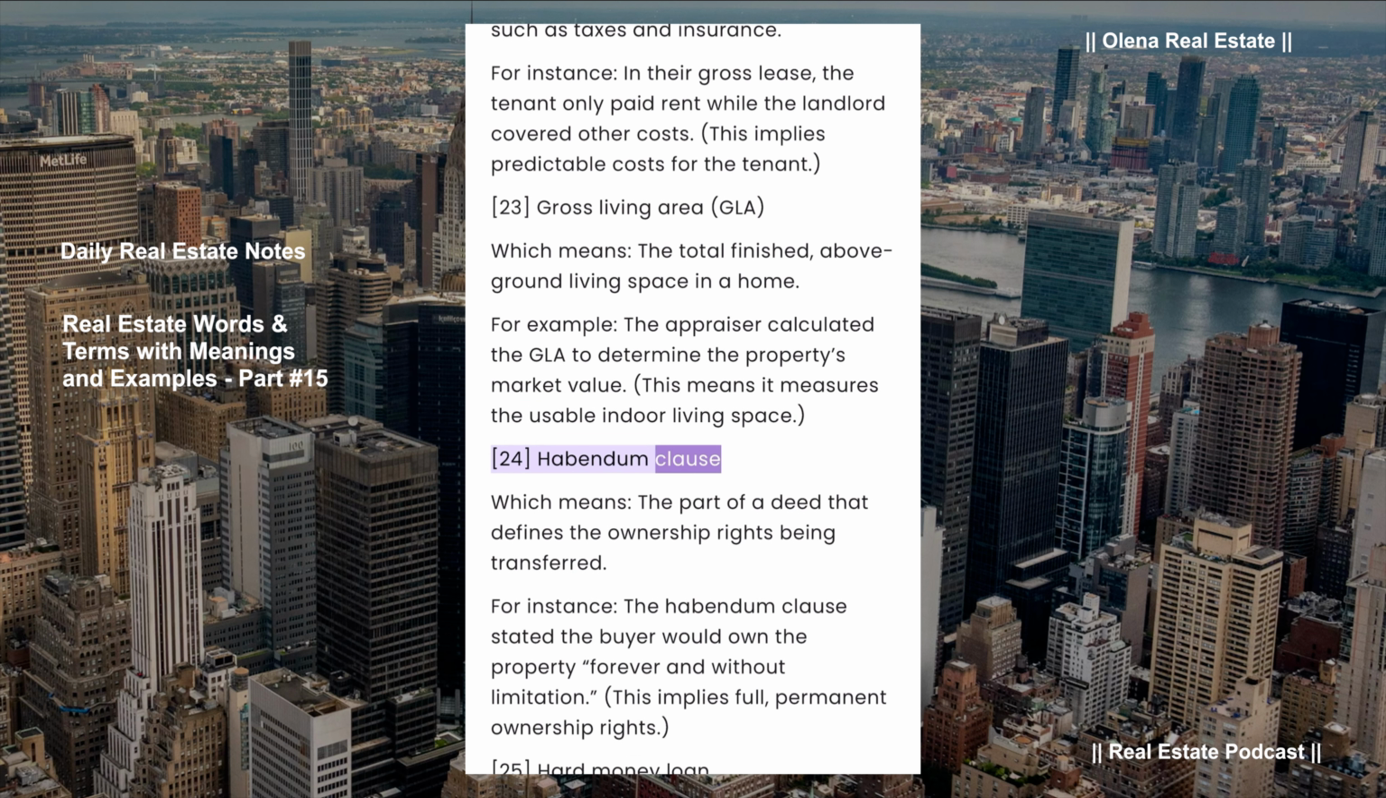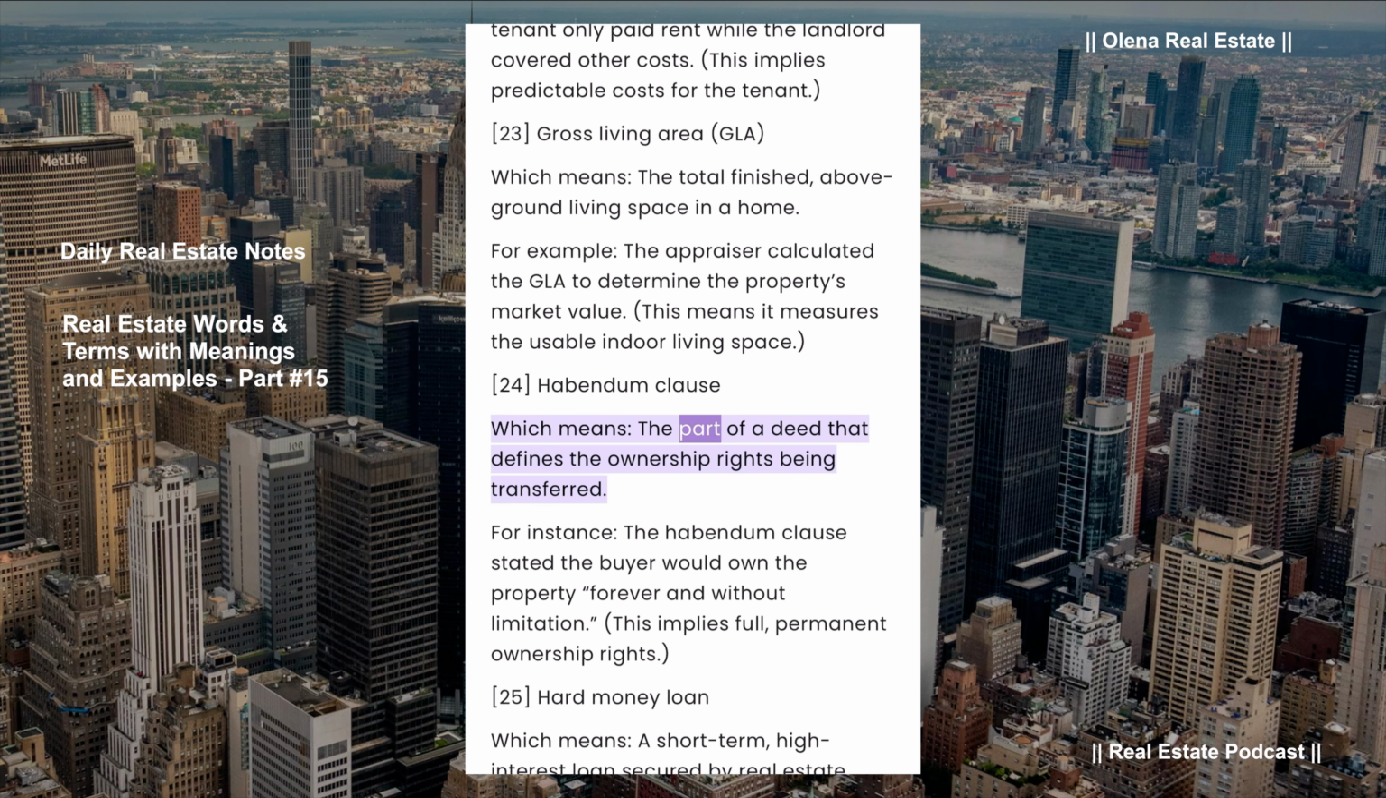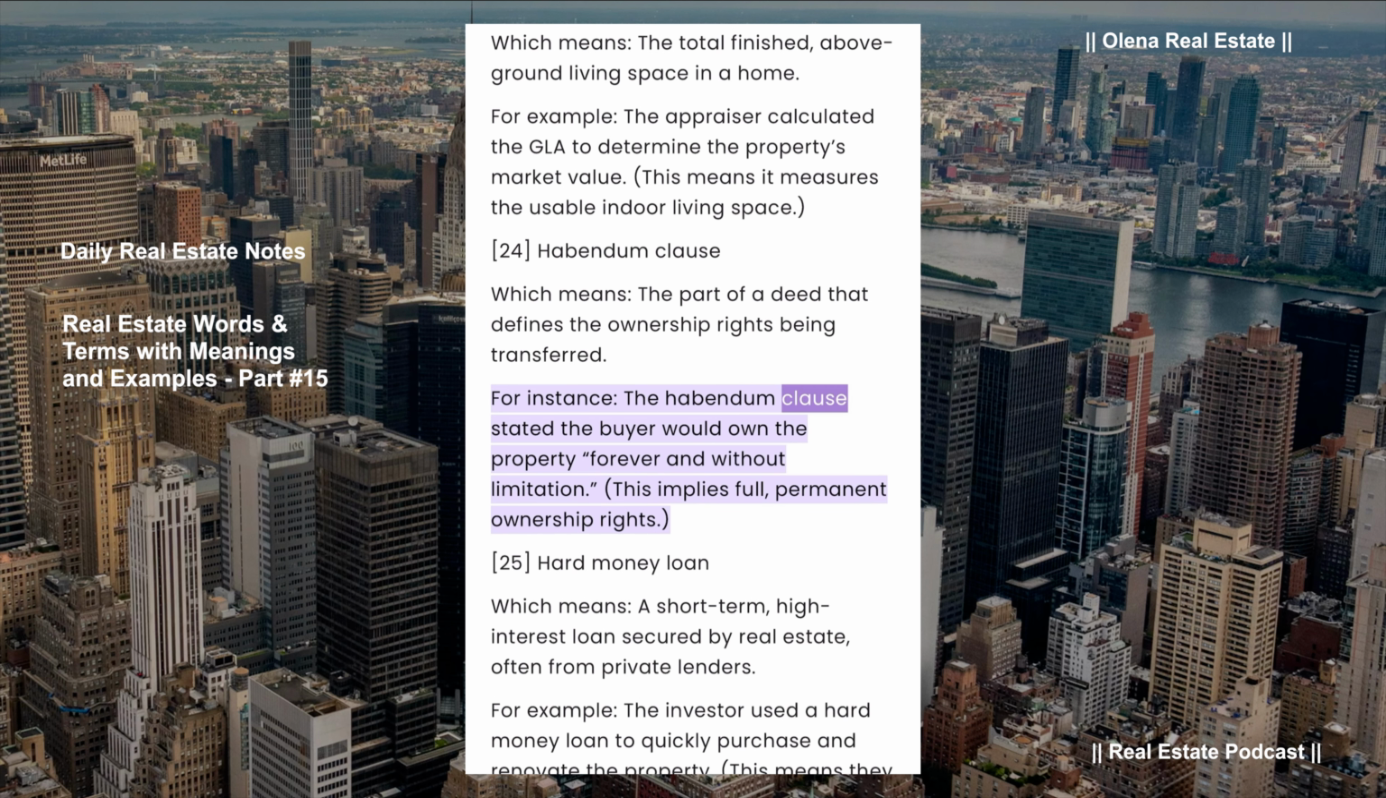Habendum clause, which means the part of a deed that defines the ownership rights being transferred. For instance, the habendum clause stated the buyer would own the property forever and without limitation. This implies full, permanent ownership rights.